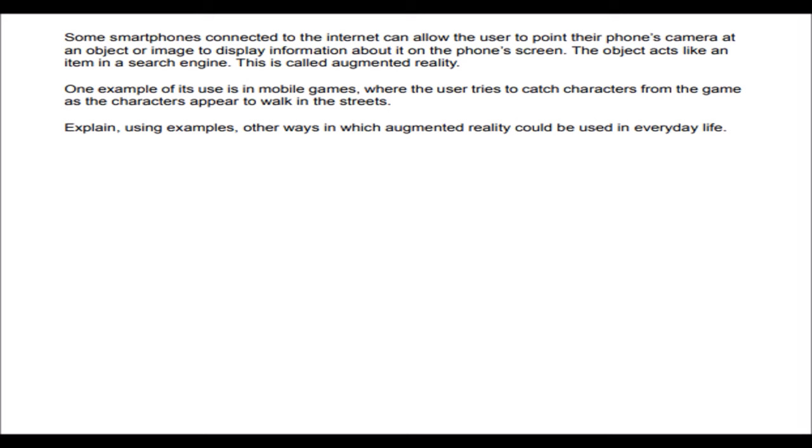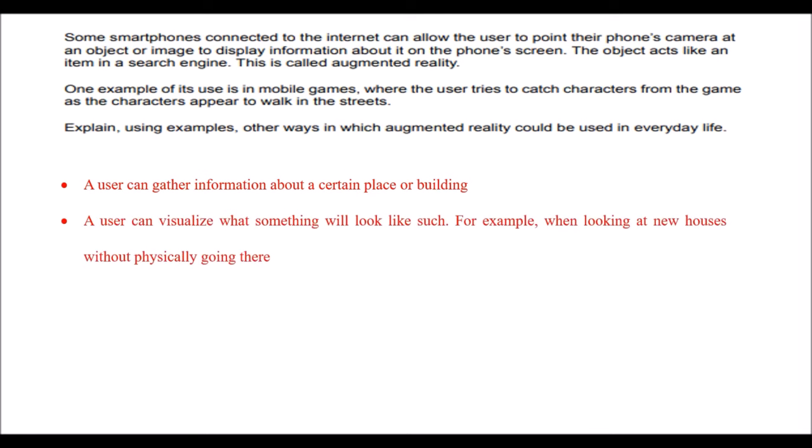Now, explain using example other ways in which augmented reality could be used in everyday life. Augmented reality is being used in many applications in many ways these days. One of it is a user can actually gather information about a certain place or building. You don't need to go there. You just need to have some application in your phone, then it can show you how the place looks like. That's very similar to Google Street. If you have that application in your phone, you can look at some street that you've never been to before, just like you are there physically. So that's what we call augmented reality.